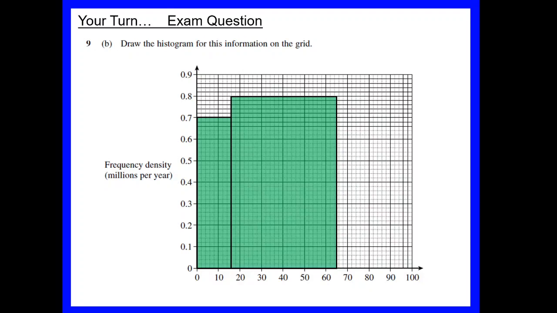Okay, so let's have a look at the bars we should have drawn. Our first one, from 0 to 16, was 0.7 high. We then went from 16 up to 65, so we've had to be careful there. 65 is halfway through a square, and that was 0.8 high. From 65 up to 80 was 0.5 high, and from 80 to 100 was 0.2. Check your answers and make sure you are happy with that.